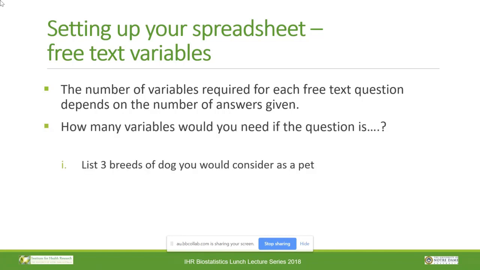So if we said list 3 breeds of dog you consider as a pet, you would need a breed 1 column, breed 2 column, breed 3 column, and then write or type them in. If you put all the dogs that were listed into one column, it's hard to sort them out later. It's hard to actually work out what percentage of people said X, Y, Z. You'll have to separate them out anyway, so you may as well start like that.